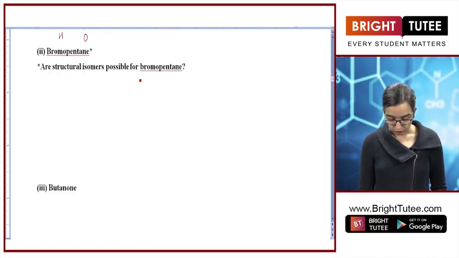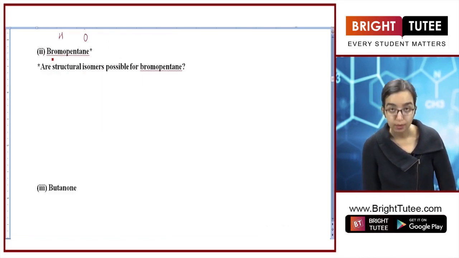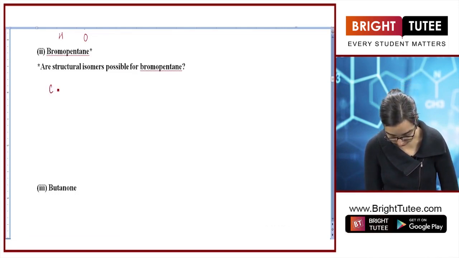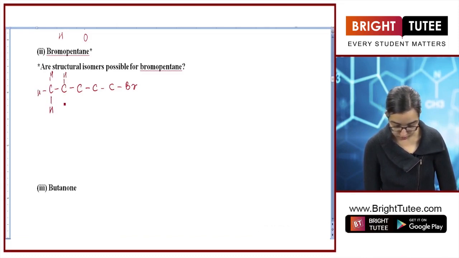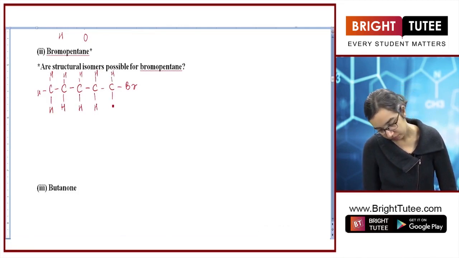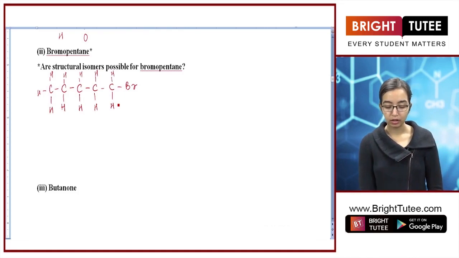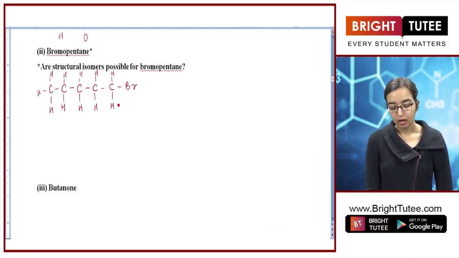The next question is bromopentane. So bromo means a bromine is added at the end of pentane. So first let's draw a pentane and attach a bromine at the end. Fill the remaining valencies with hydrogen. Right? So you see this is a normal version of bromopentane. And then the question also asks, are structural isomers for bromopentane possible?